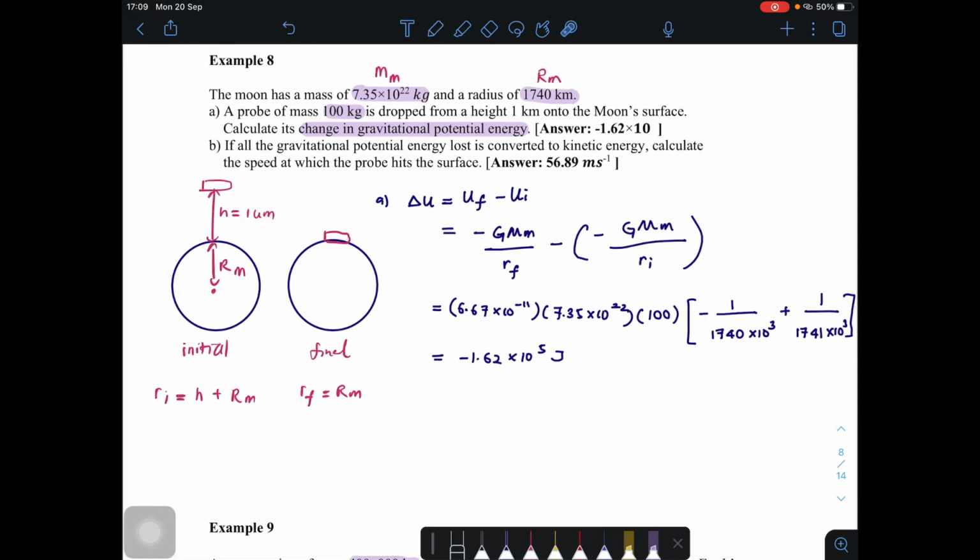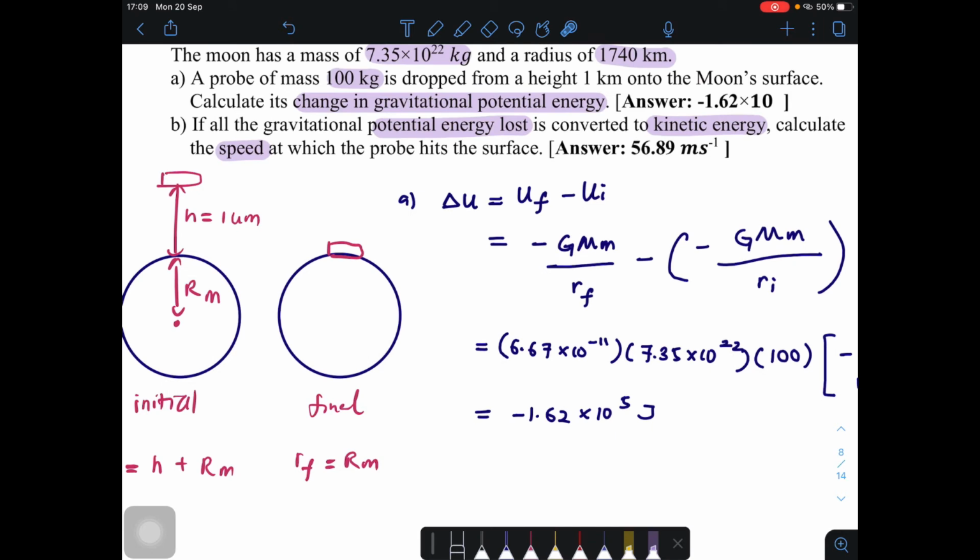Okay, now soalan B. If all the gravitational potential energy loss is converted to kinetic energy, calculate the speed at which the probe hits the surface. So dia bagi tahu sini potential energy loss ni sudah di-convert ke kinetic energy. And then what we want is the speed at which the probe hits the surface. So dekat situation di sini, okay, di mana probe ni sudah hits the surface. So we want to find the speed here. This value for v.